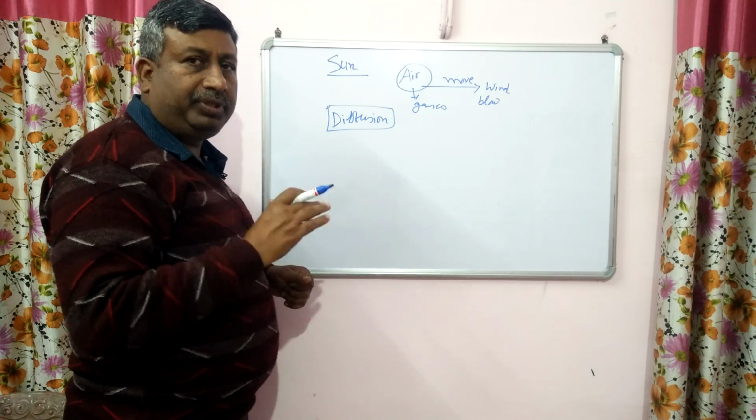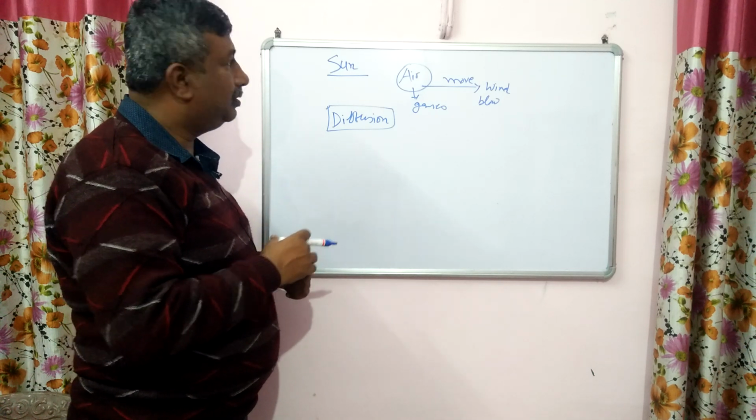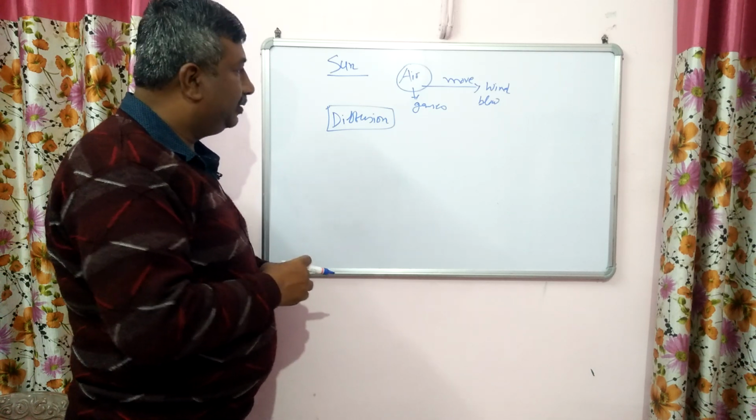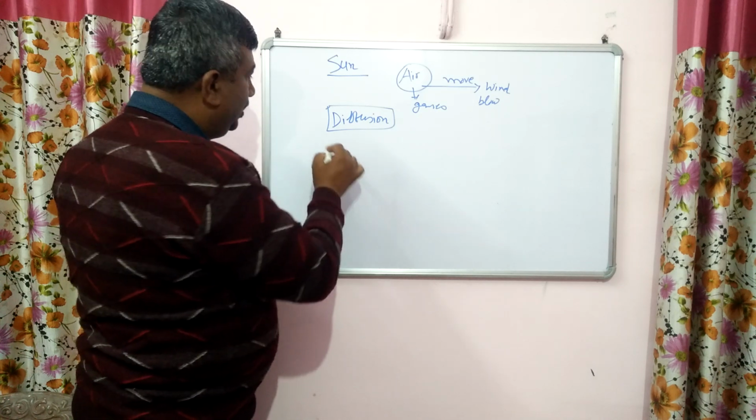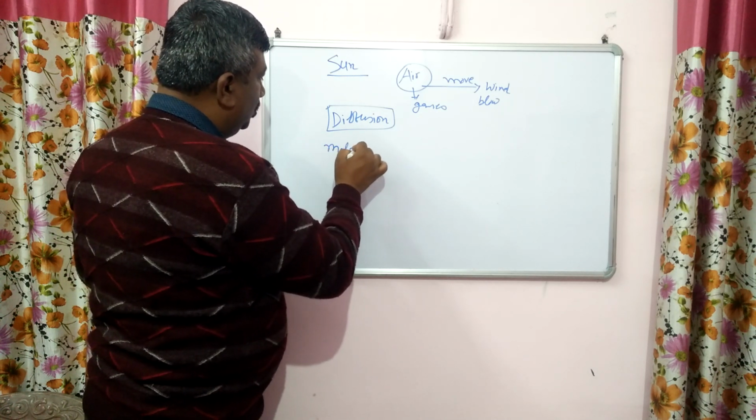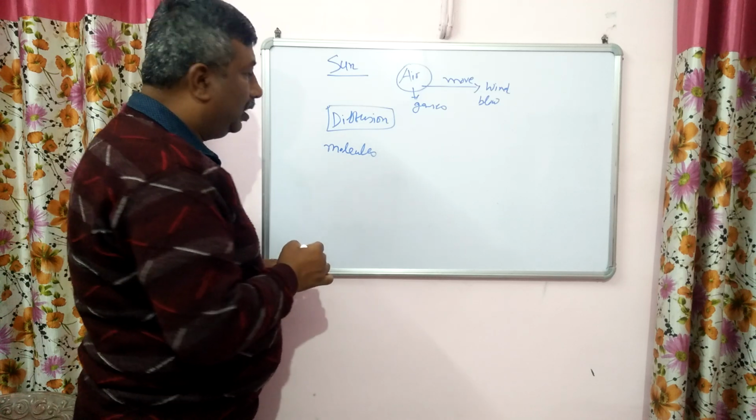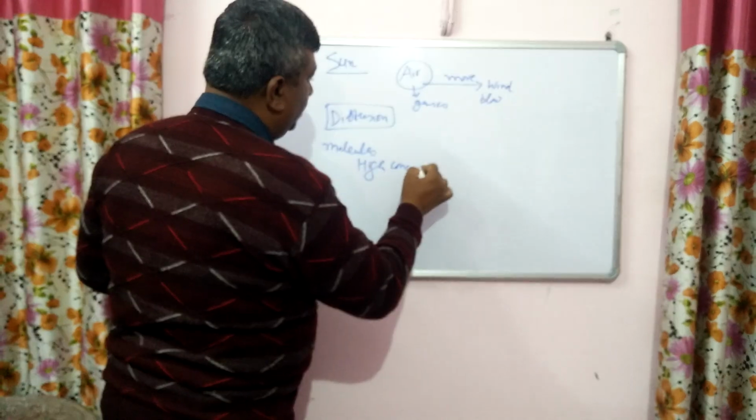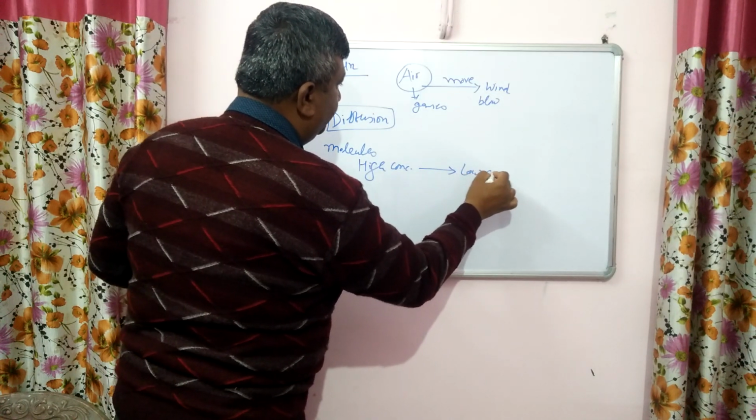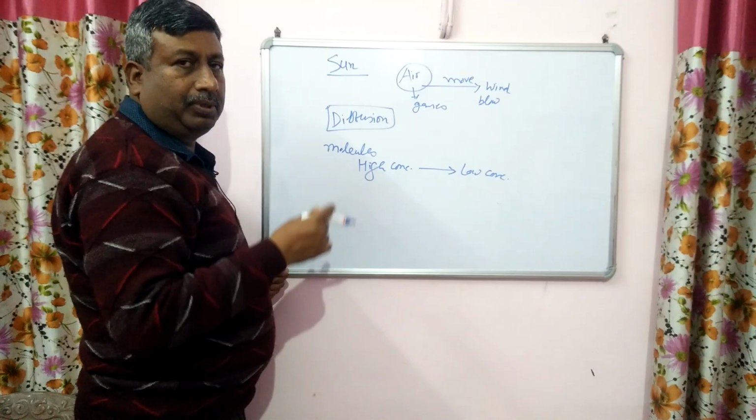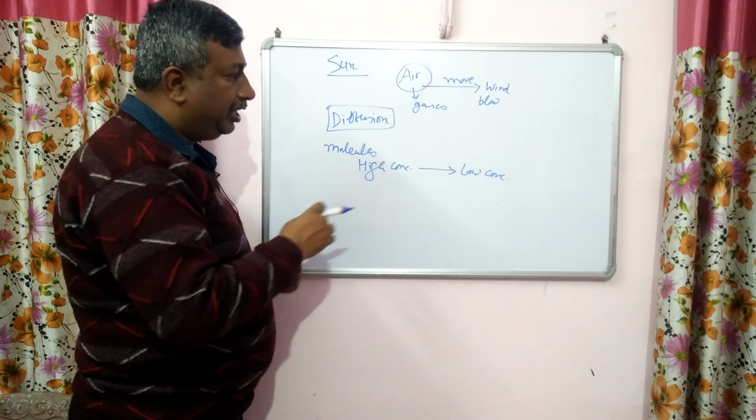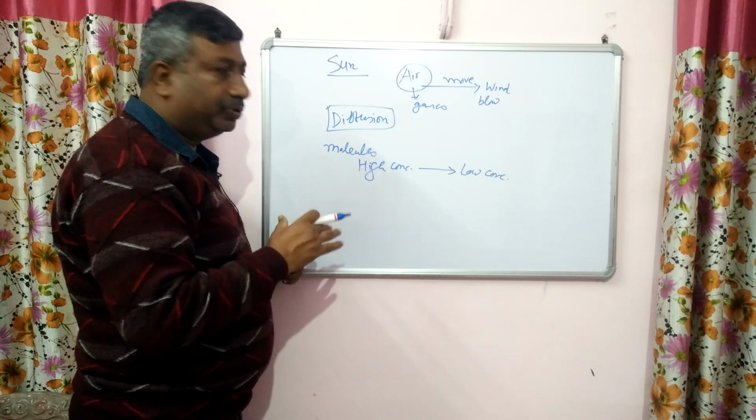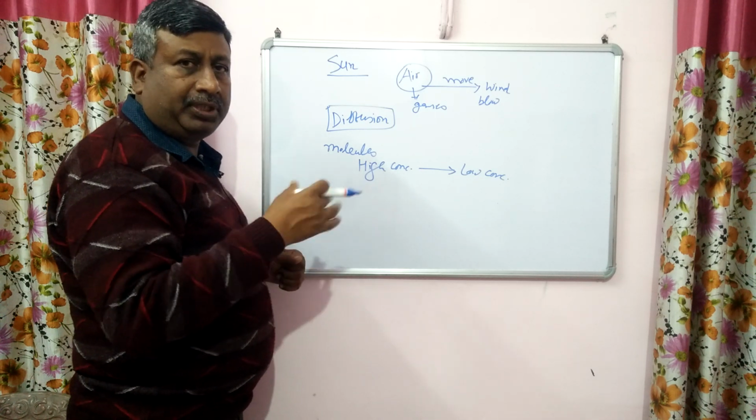So first of all, we should know what the diffusion process is. Then we will discuss how the sun is responsible for this wind movement. Actually, diffusion is the movement of molecules from high concentration to low concentration. When molecules move from a high concentration area to a low concentration area, this process is known as diffusion, and it generally occurs in gases.